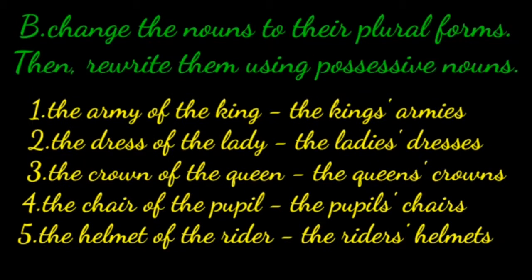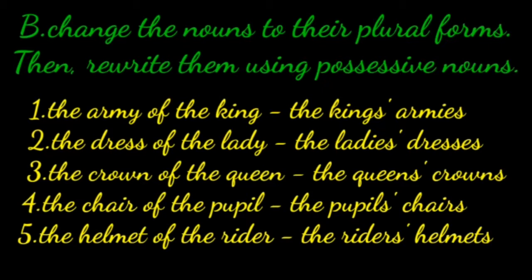Next one, exercise B. Change the nouns to their plural forms. Then rewrite them using possessive nouns. Let's see the first one. The army of the king. I repeat once again. The army of the king. The answer is the king's armies.